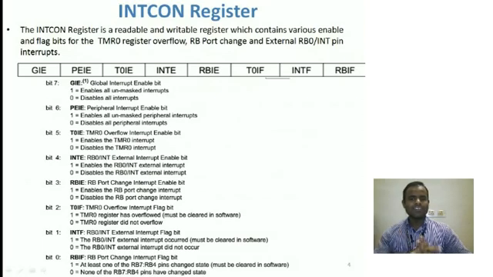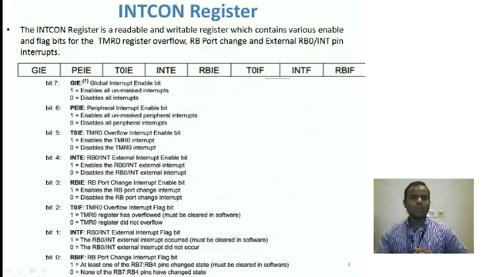Then the last three bits, or the three least significant bits, are your flag bits, that is the timer 0 interrupt flag, then the external interrupt flag, and the port B change interrupt flag. So these flags are raised whenever there is an interrupt. So this is the interrupt control register.